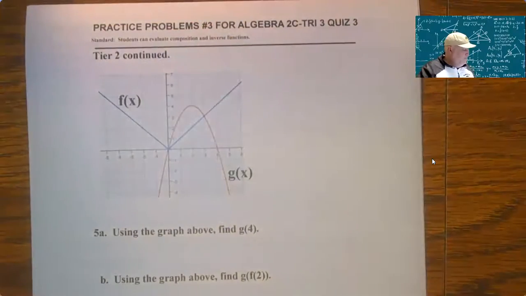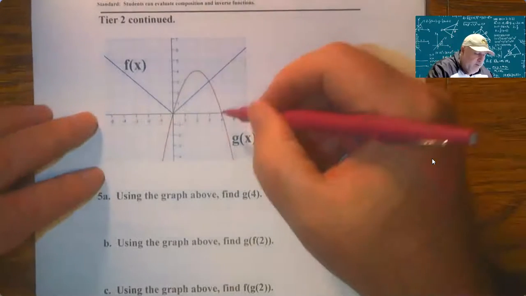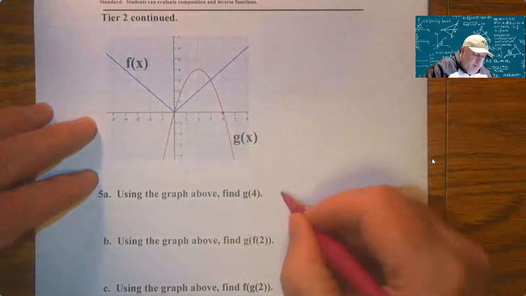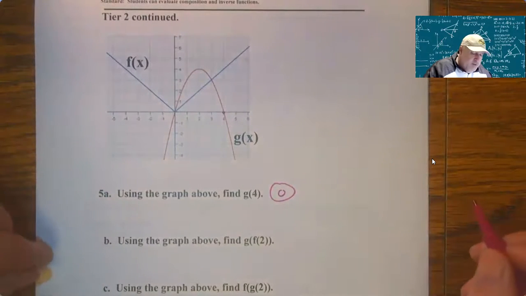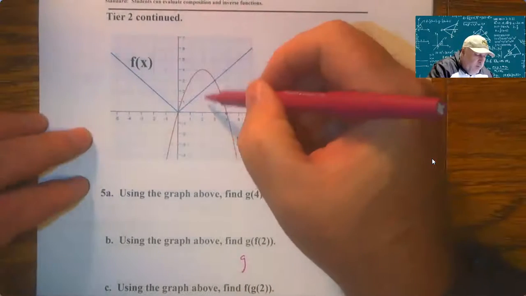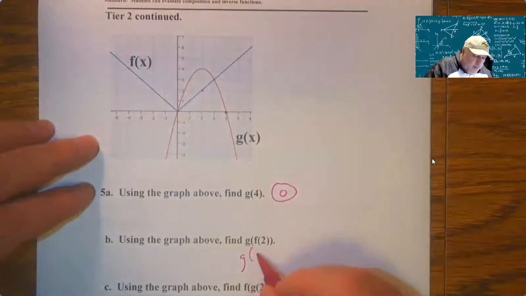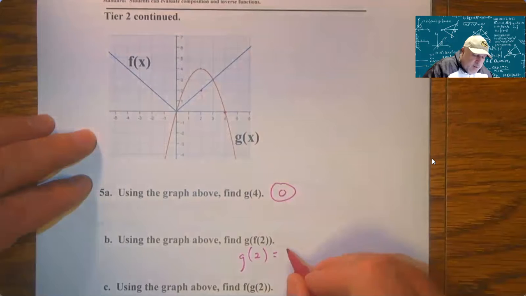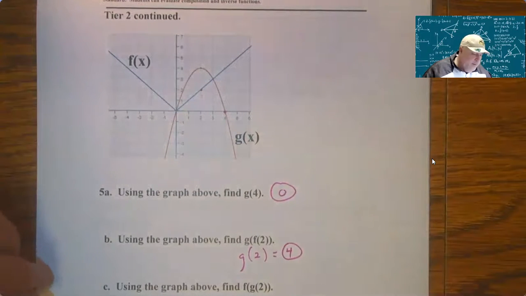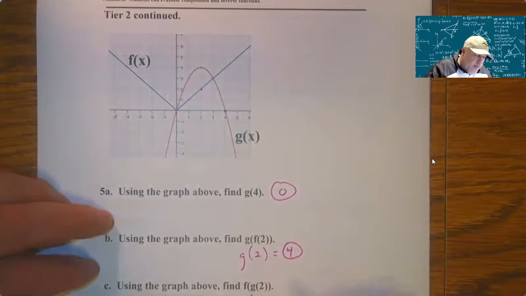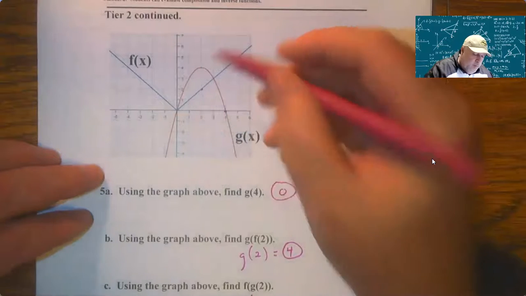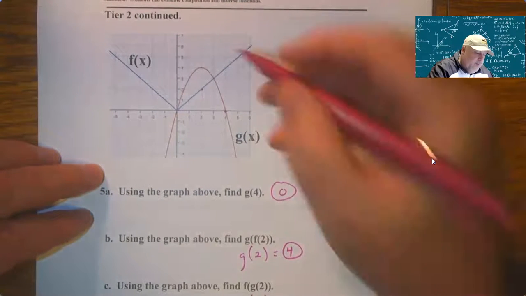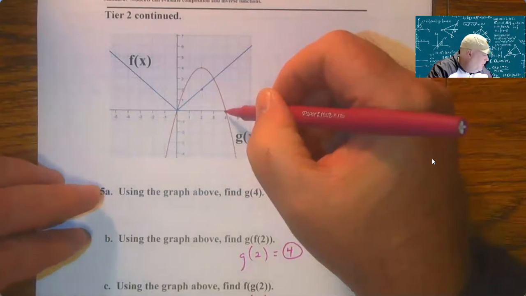Okay, next, function evaluations. So g of 4, so make sure you're on the right function. So g of 4 right there would be 0, easy enough. g of f of 2, so f of 2 is 2. So now we're going to do g of 2, and that's going to be 4. So this is all about finding y values when you do this. f of g of 2, so let's find g of 2 first. That would be 4. And then we want to do f of 4.